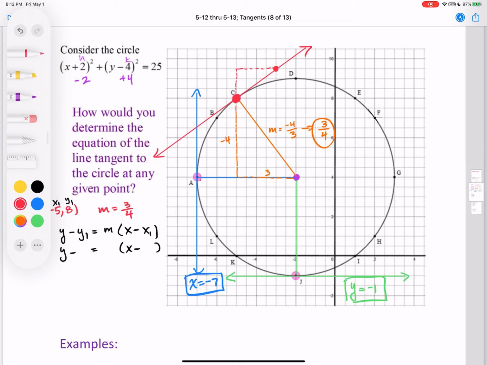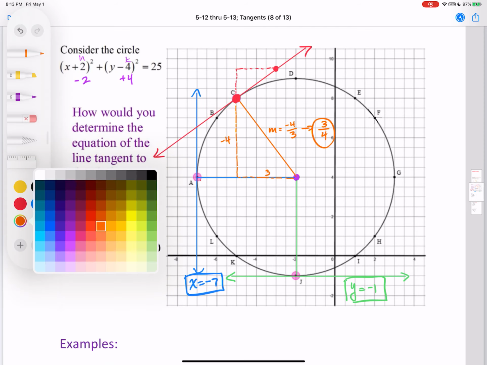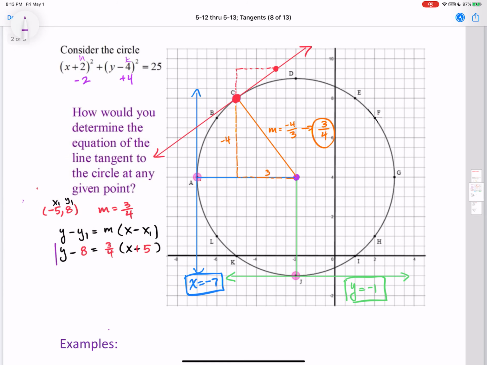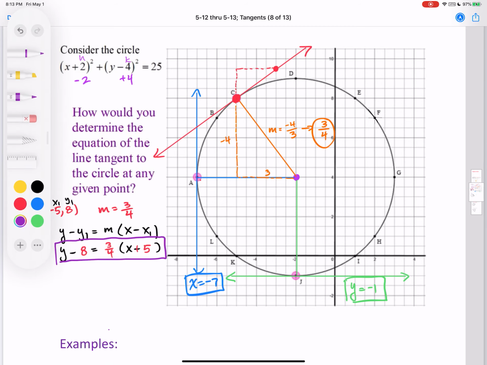Well, what is y1 in this case? Well, y1 is 8. And then our slope is 3/4. And then our x1 is -5. So minus a negative means a plus, or a positive 5. So there's your equation. You could leave it like this. That is technically an answer because they just asked us for an equation of this line, and that is an equation of this line. But if you were asked to write it in slope-intercept form, well, all you got to do is the math.